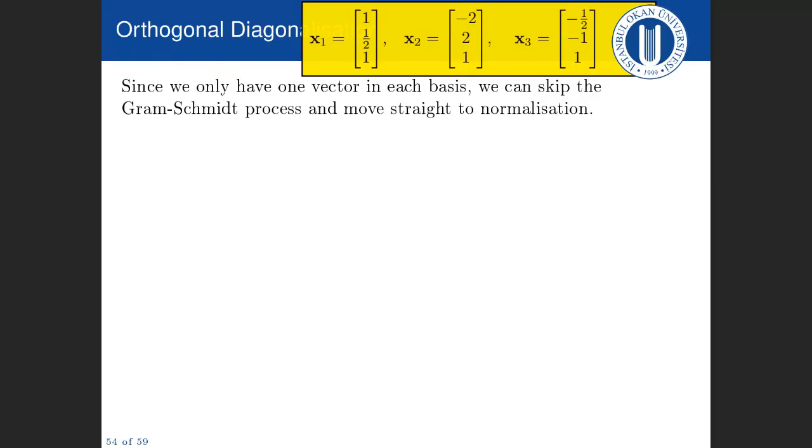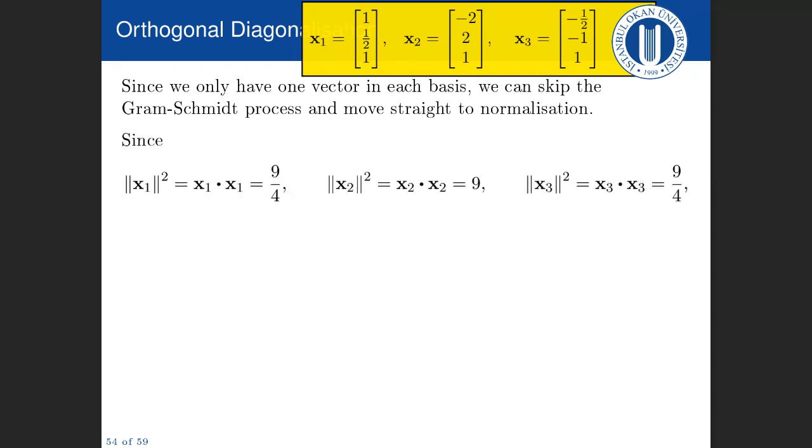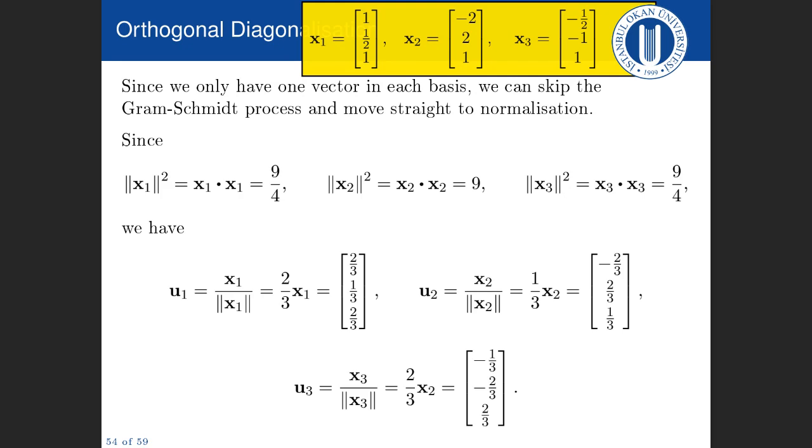We've got three eigenspaces, and each one only contains one vector in its basis. So we can skip the Gram-Schmidt process. We really only need to do Gram-Schmidt if we have two or more vectors. Straight away, we can move on to normalization. We can calculate the norm of each of these vectors. Actually, it's easier to calculate the norm of the vectors squared. And then we can divide each vector by its norm.